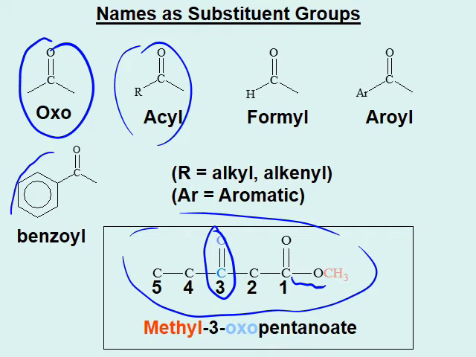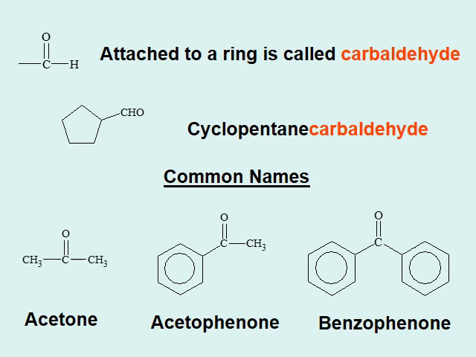And this group is called benzoyl. Among all these substitution groups you see on this page, this is very important. In many common compounds, you have benzoyl group. So make sure you know that. And also acyl is also important. Now when CHO is attached to a ring, it's called carbaldehyde. So for example, this one will be called cyclopentane carbaldehyde.